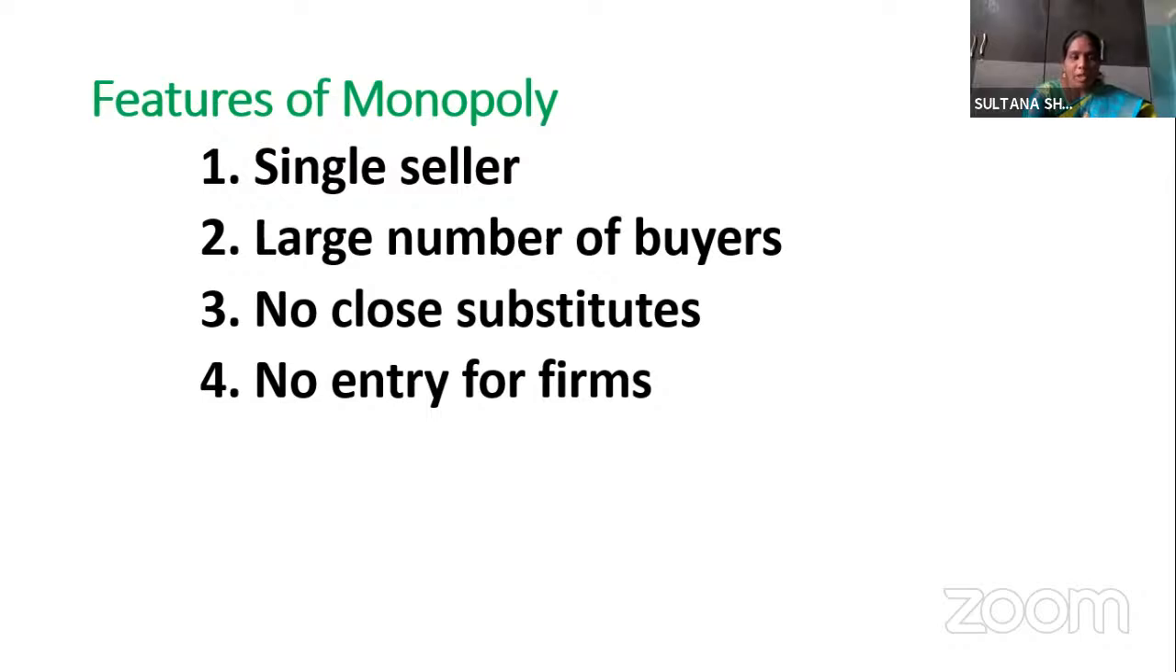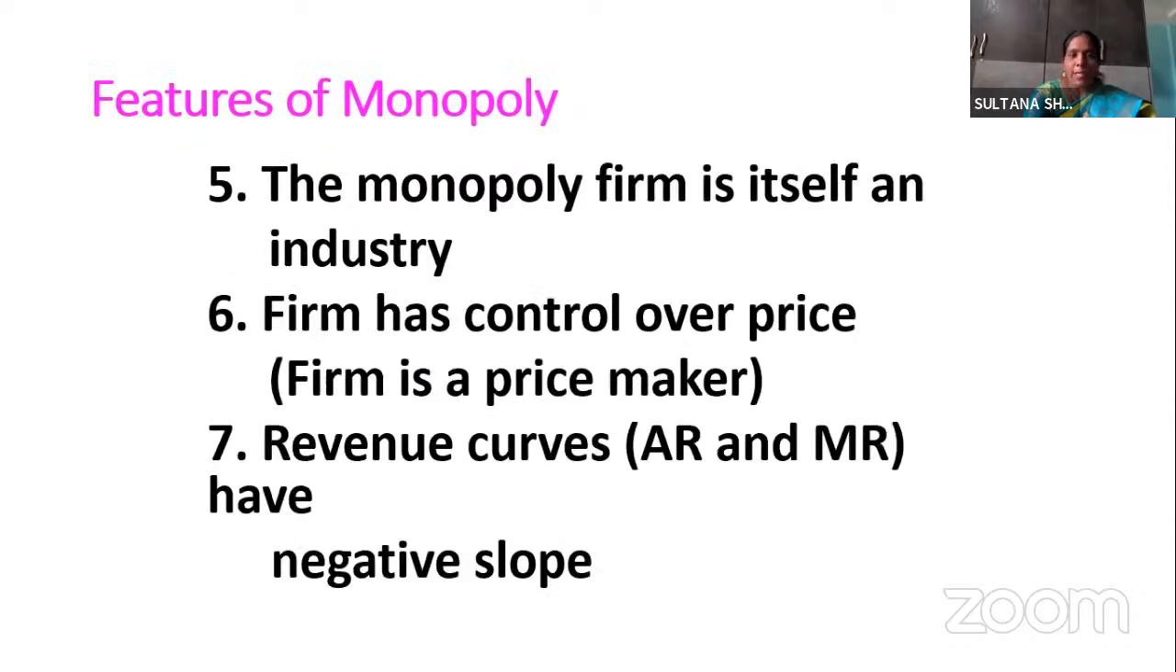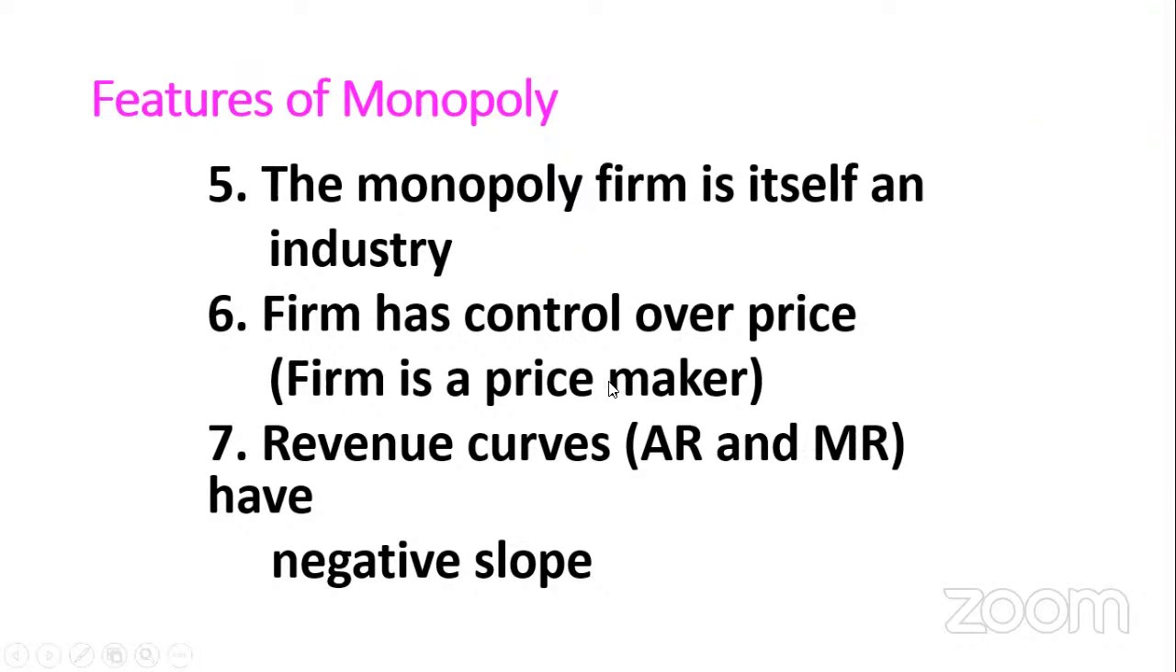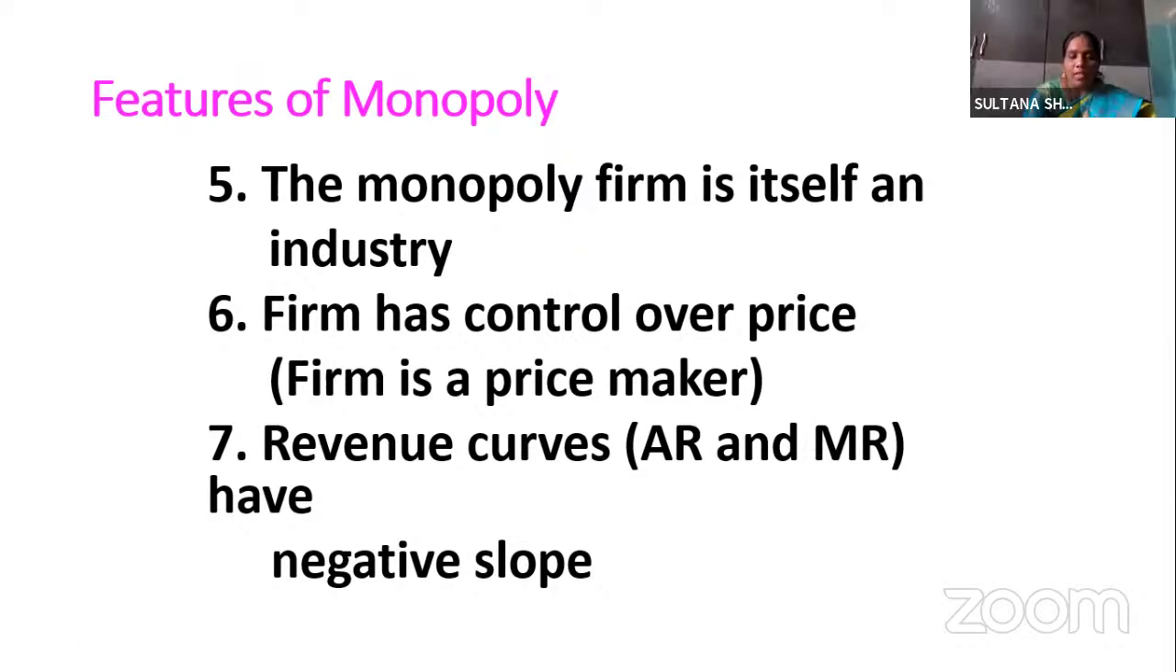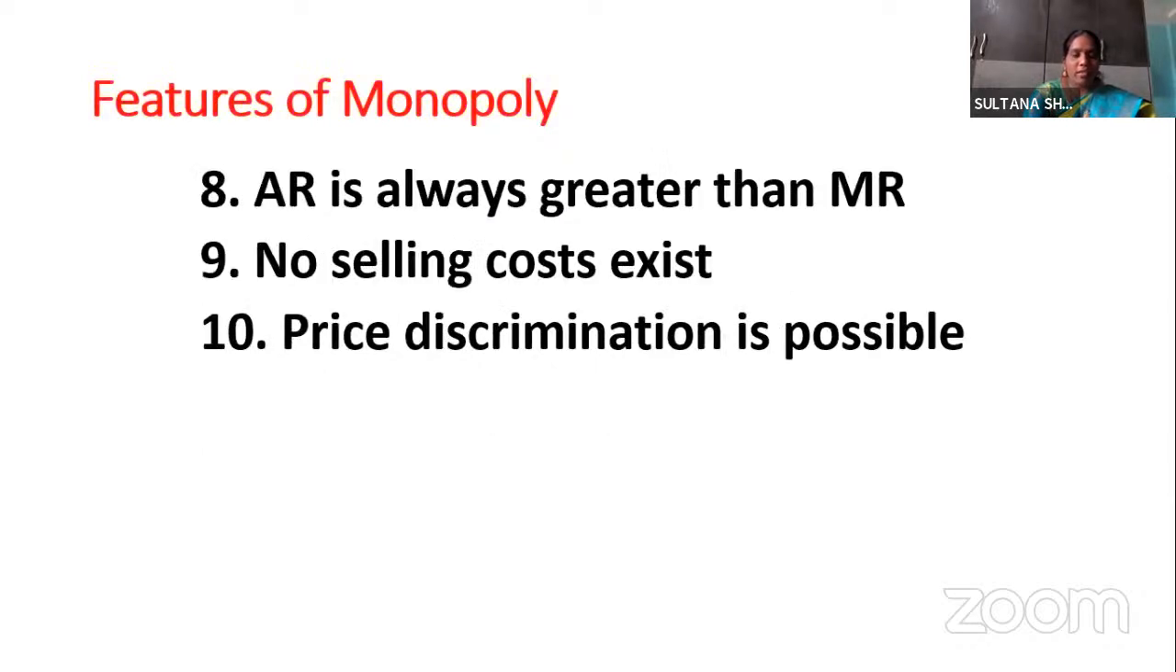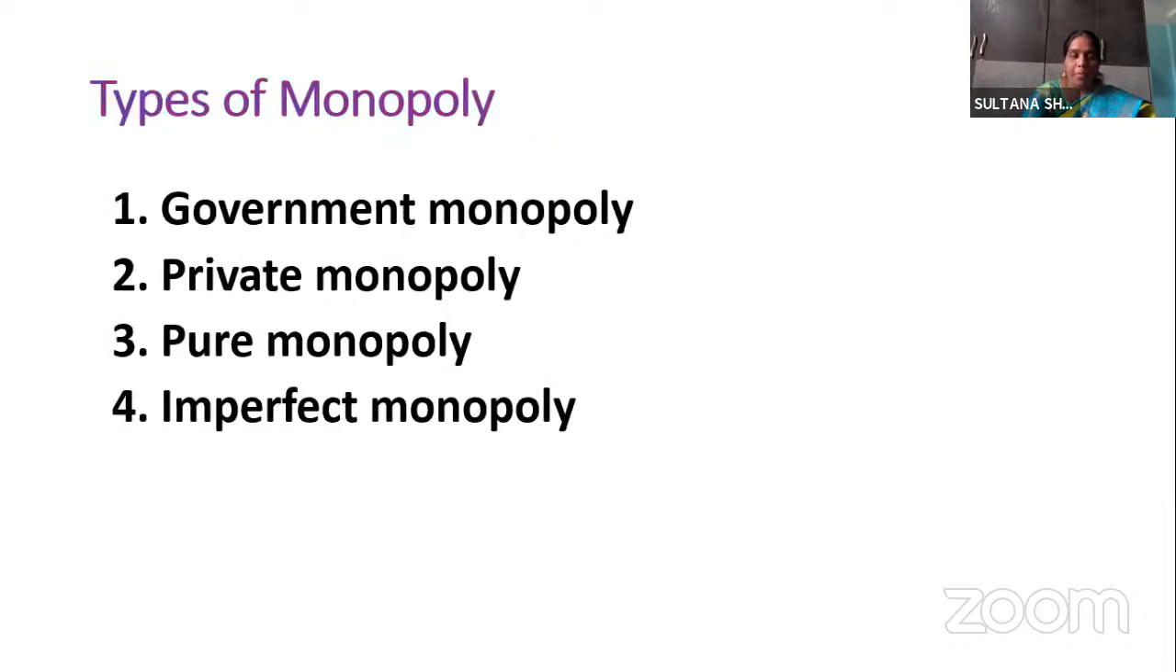So features of monopoly: single seller, large number of buyers, no close substitutes, no entry for firms. The monopoly firm is itself an industry. It has control over price. Revenue curves, that is AR and MR, have negative slope. AR is always greater than marginal revenue, that is, average revenue is always greater than marginal revenue. No selling cost exists. Price discrimination is possible. These are all features of monopoly.